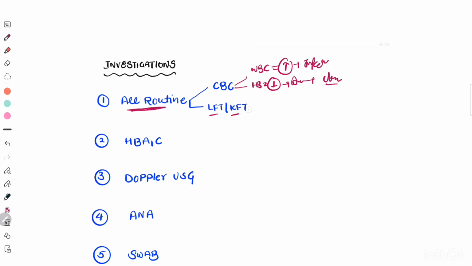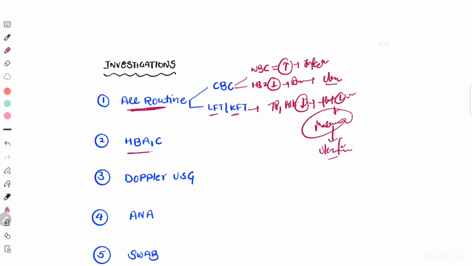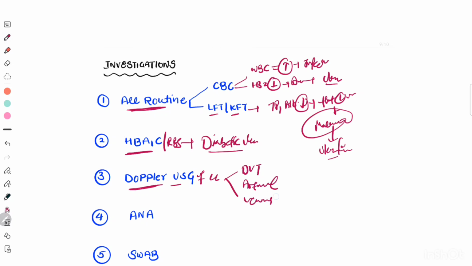In LFT, KFT you can send, and if the total protein and albumin are decreased, then you can think that the liver is not working and the patient is malnourished. Due to malnourishment, there can be ulcer formation, and you have to send HbA1c or RBS to rule out diabetic ulcers. You can do Doppler USG of the lower limb to rule out any DVT or arterial ulcer or venous ulcer.